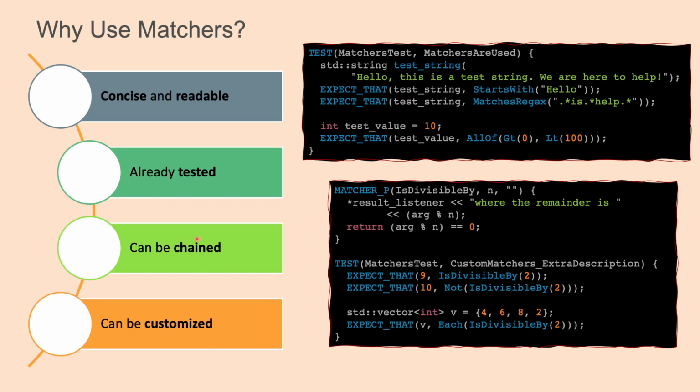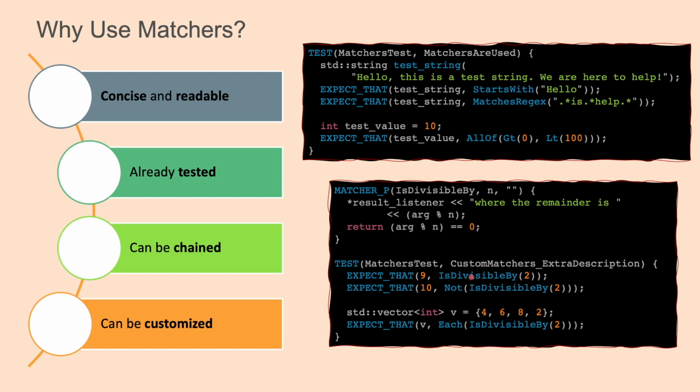Next, as I showed you, they can be chained. So you can use matchers and combine them together to create more complicated matchers like this one. And last but not least, they can be customized. So basically you can write your own matchers. For example, here I'm defining a new matcher which checks if a value is divisible by n. So later on I can use it like testing here if 9 is divisible by 2 or not.